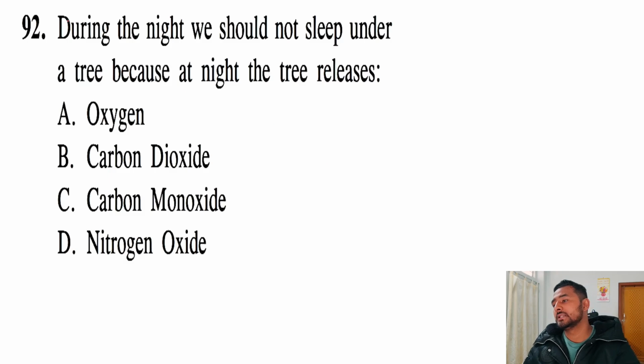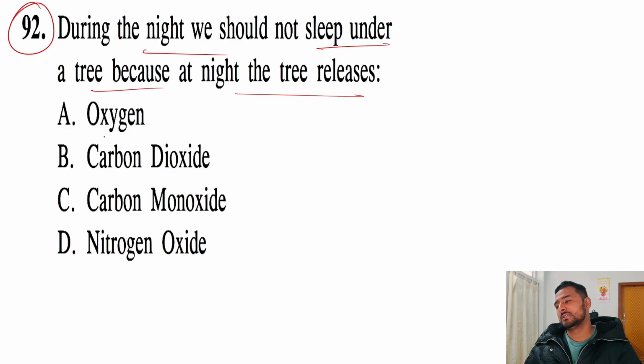Let's go next. That is 92. During the night we should not sleep under the tree, because at night the tree releases what? At night the tree releases carbon dioxide. Daytime we know trees give us what? Oxygen. But during night time they give out carbon dioxide, also written as CO2.